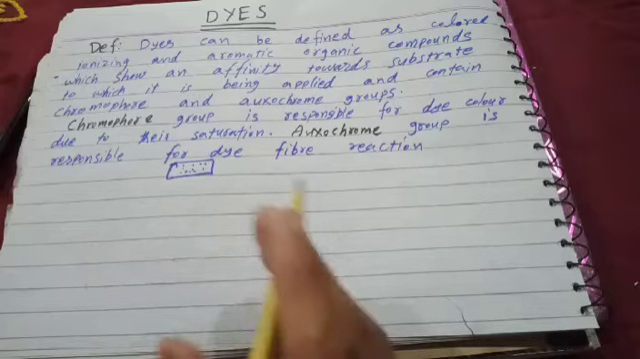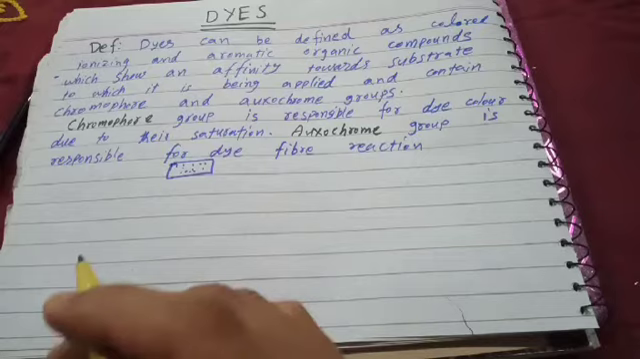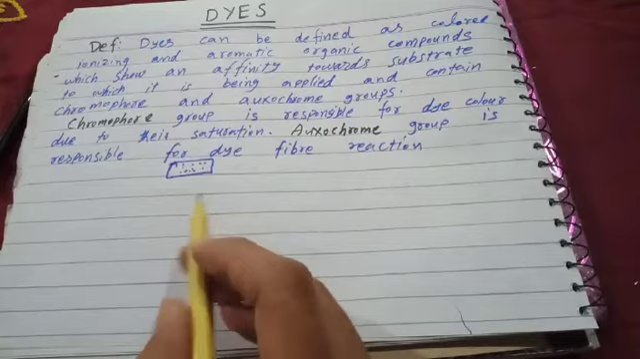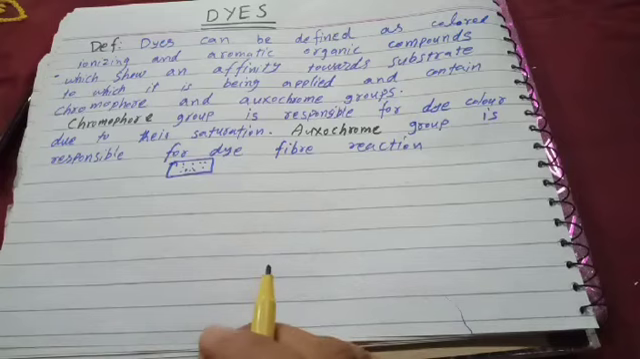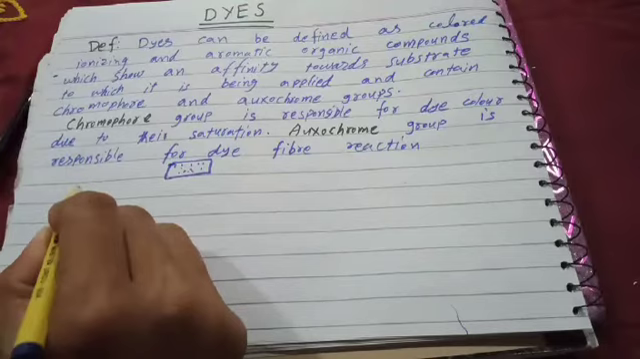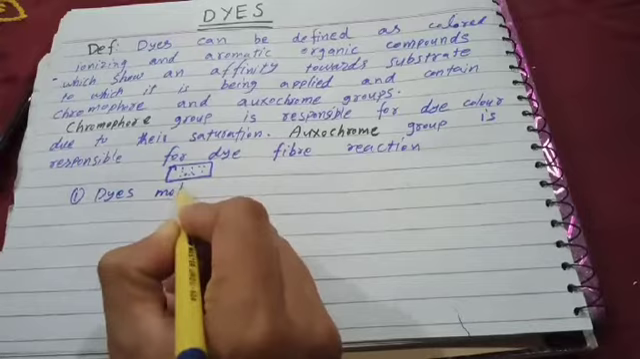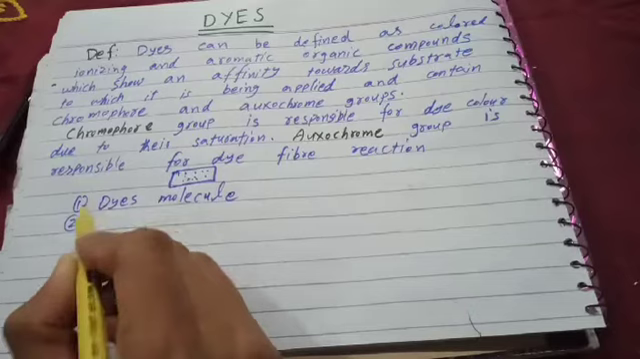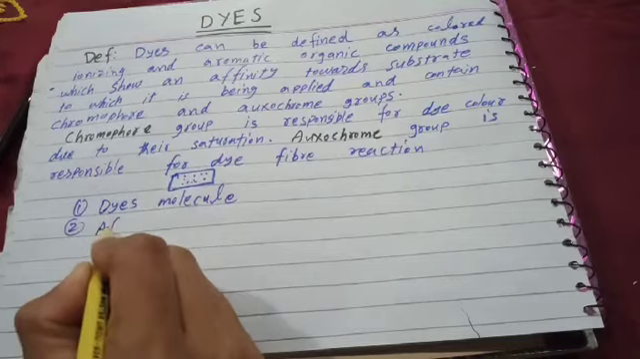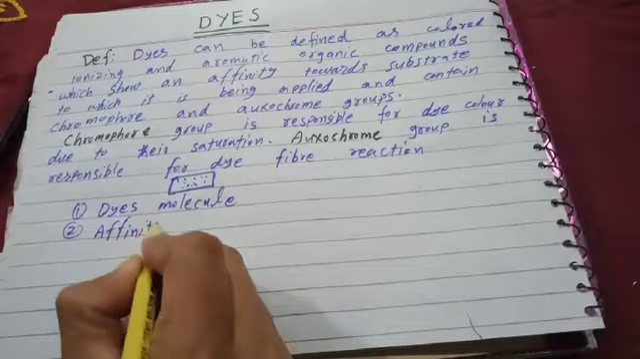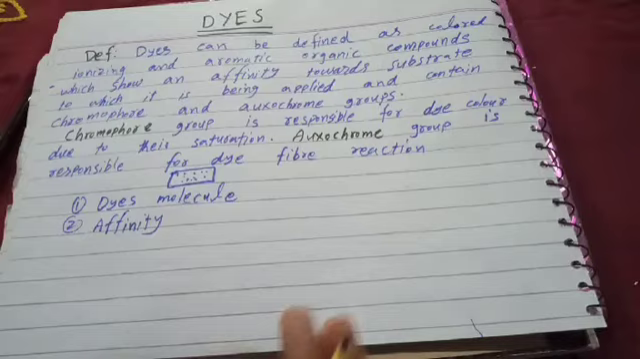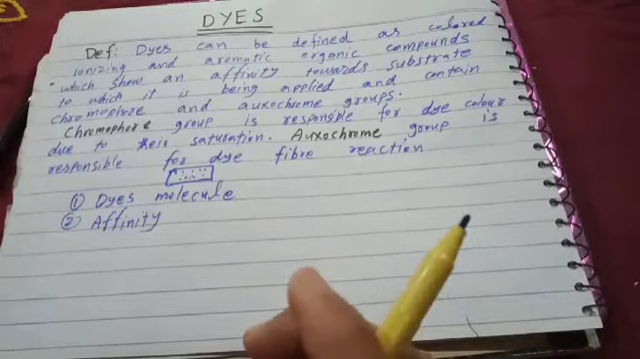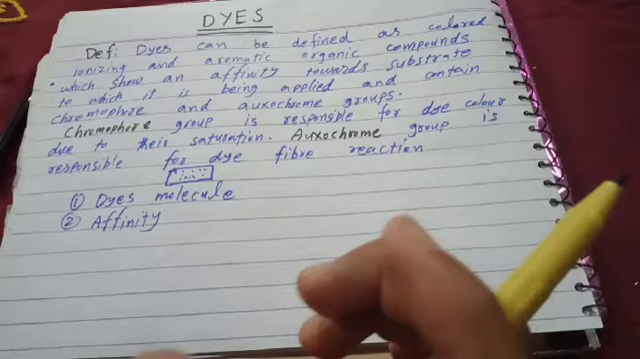When the fiber, yarn or fabric is introduced into the dye bath, the second reason is the affinity of dye to fiber due to forces of attraction. Number one is the dye molecule size, due to which dye is absorbed into a fiber. Number two is the electron affinity, attraction of dye molecules towards the fiber. The dye which has diffused or penetrated into the fiber is held there by forces of attraction between dye and fiber.